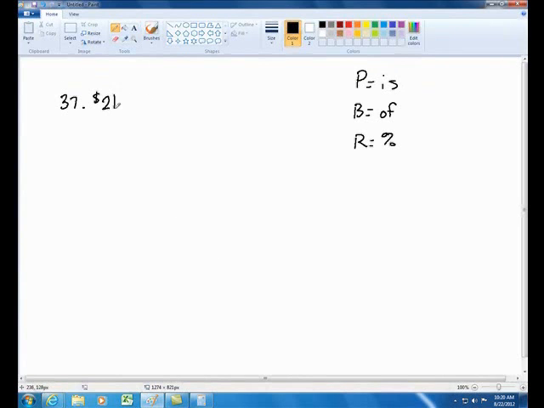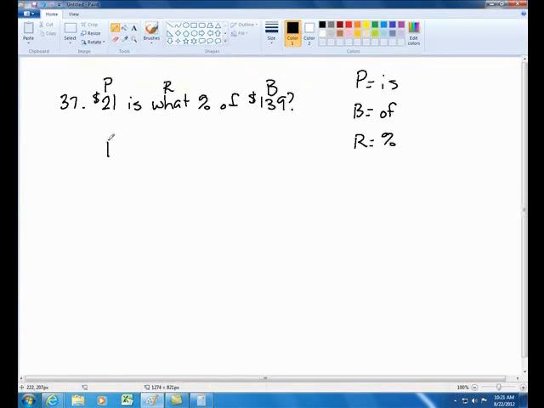It says $21 is what percent of $139? My P is with my is. My rate is always in the form of a percent, and my base is with my of.